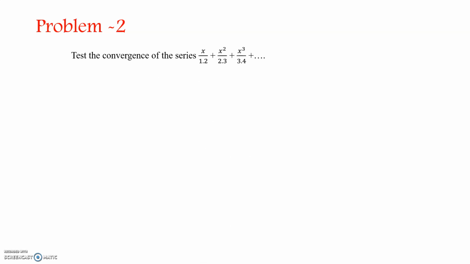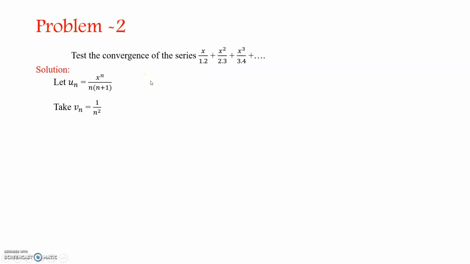Test the convergence of the series x by 1 into 2 plus x square by 2 into 3 plus x cube by 3 into 4 plus etc. Solution. Let us consider un is equal to x power n by n into n plus 1. Now if you apply n is equal to 1, we get x by 1 into 2. Similarly, apply n is equal to 2, x square by 2 into 3 plus etc. So on you will get.